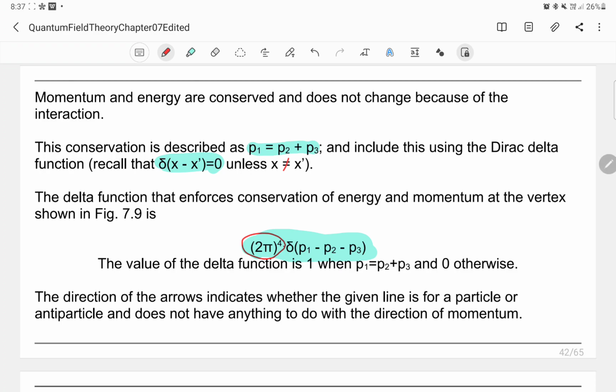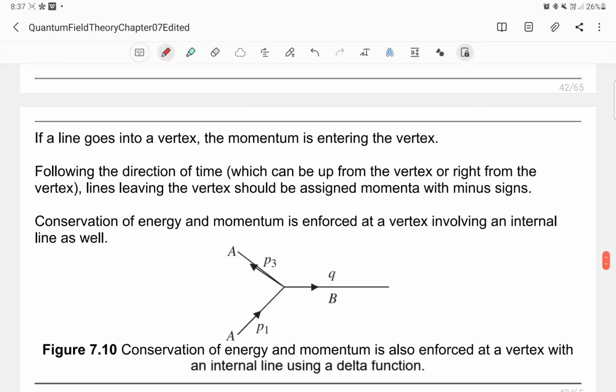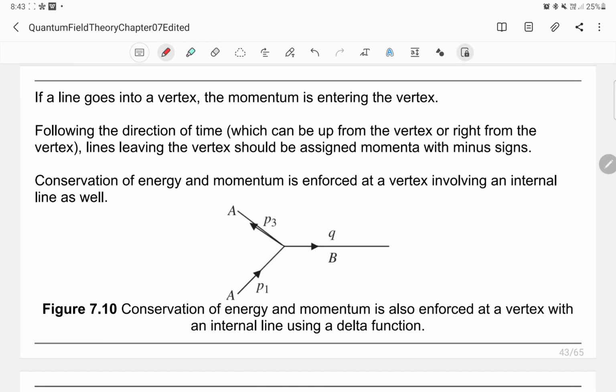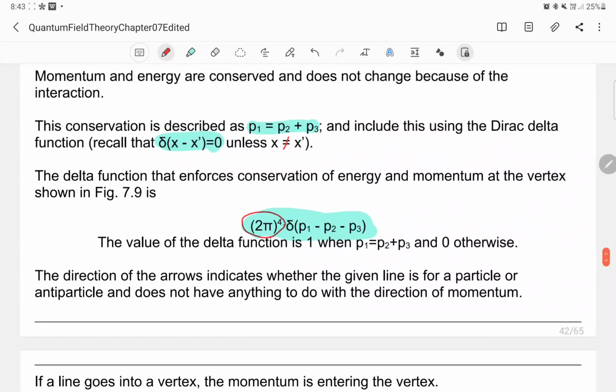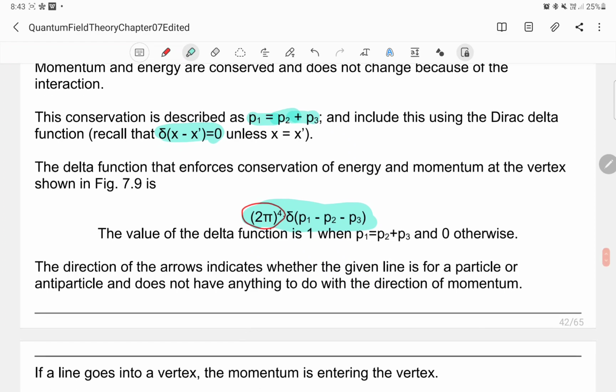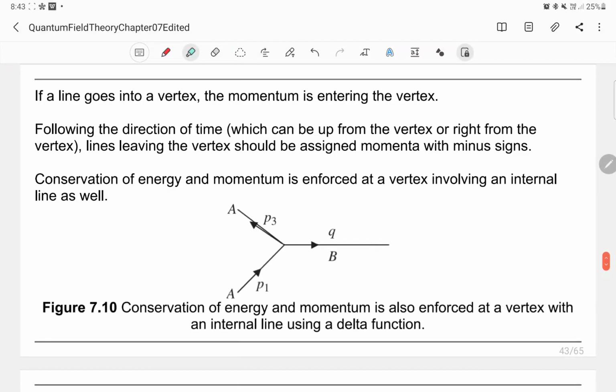The direction of the arrows indicates whether the given line is for a particle or antiparticle and does not have anything to do with the direction of the momentum. By the way, I'm sorry about here. This is correct. I had to erase this one. So, for a line going to a vertex, the momentum is entering the vertex. Following the direction of time, which can be up from the vertex or right from the vertex, the lines leaving the vertex should be assigned momenta with minus signs.